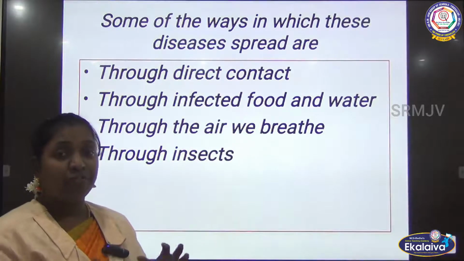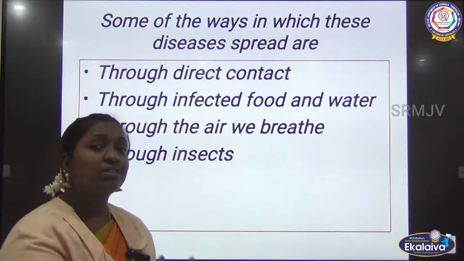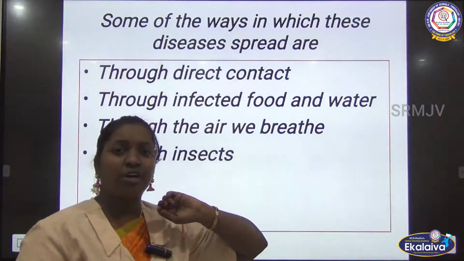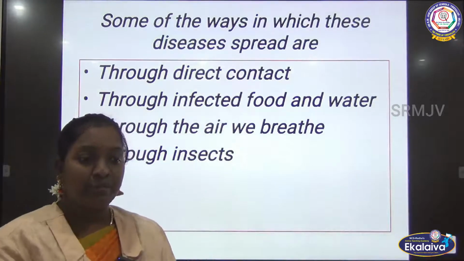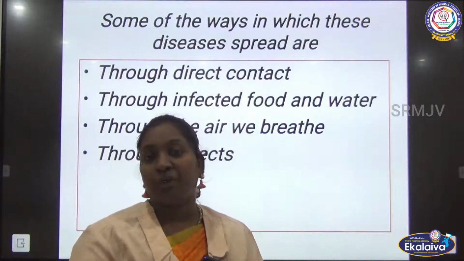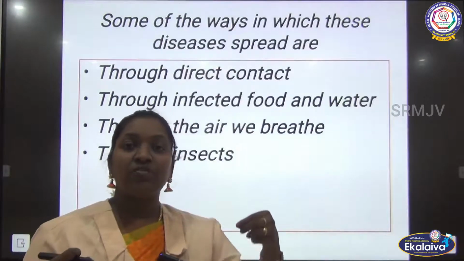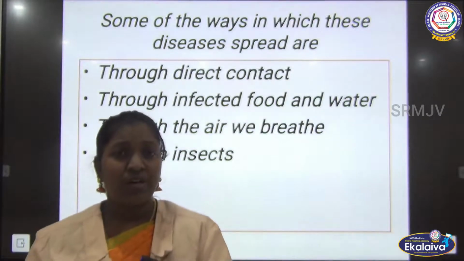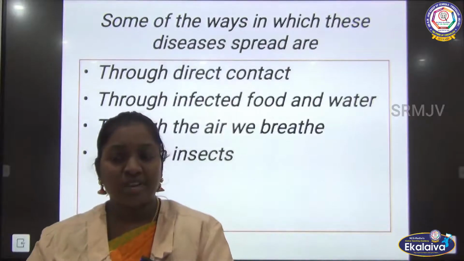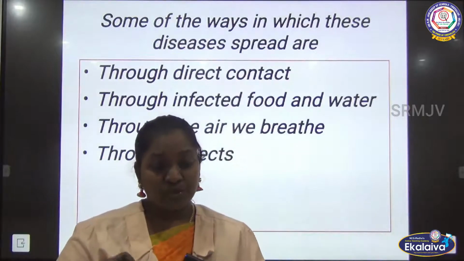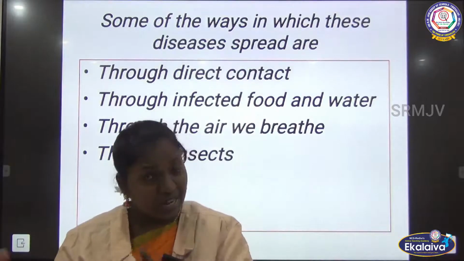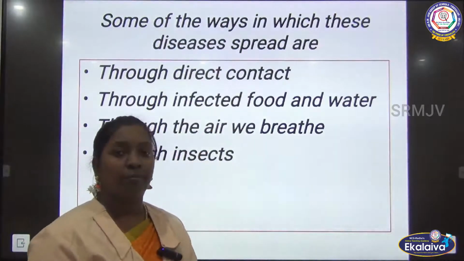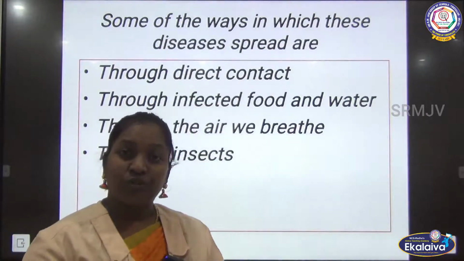Apart from that, diseases spread through direct contact. Direct contact means the articles that the affected patient has used, like plates, clothes or comb. When a person with good health unknowingly uses the same things, the disease spreads to them. That is through direct contact. Then it spreads through infected food and water, through mosquitoes, houseflies and flies.